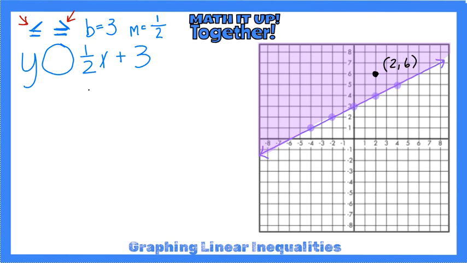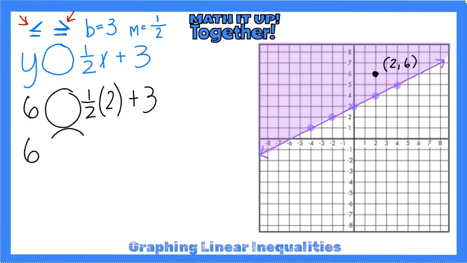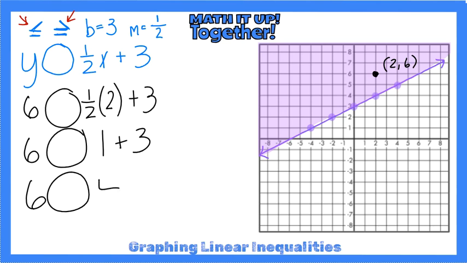Now I'm going to plug in those values. Again, we don't know what that symbol is yet, but we're going to figure it out based on what this says to us. So 2 here as my x, 6 is my y, and now I'm going to do the math. 2 over 2 is 1. 1 plus 3 is 4. And now I can fill in the symbol based on what this is telling me. 6 is greater than or equal to 4.